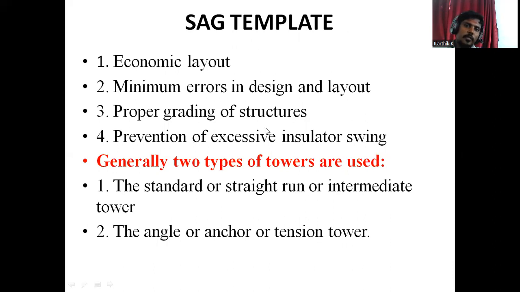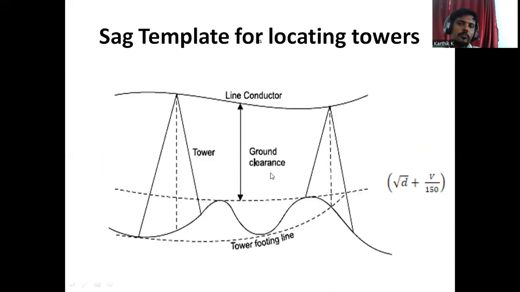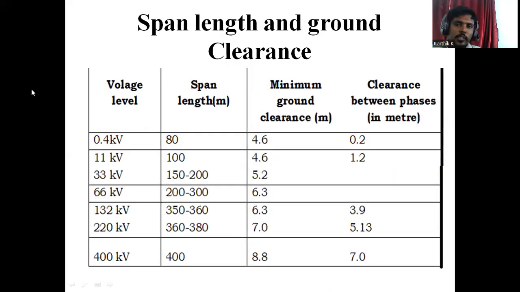What parameters are we going to consider for the sag template? Generally there are two types of tower used here: first the standard tower, then the angle tower. The standard tower is normally used for normal conditions. The angle tower is normally used to withstand the loading. This is the table here.